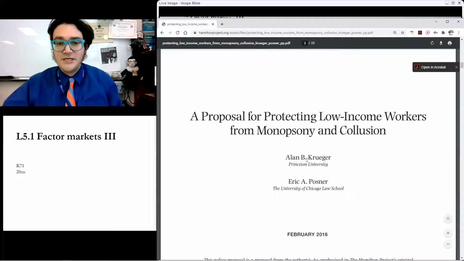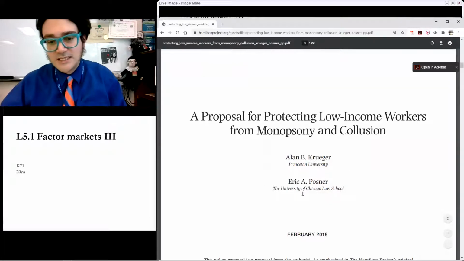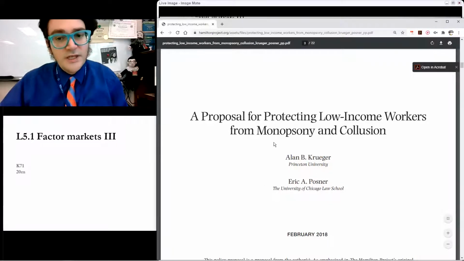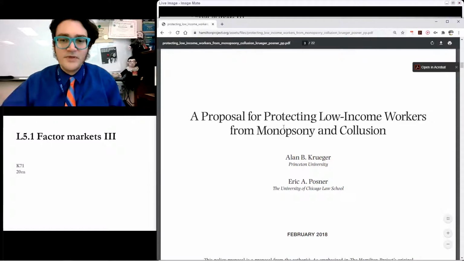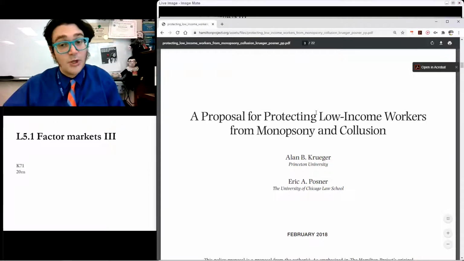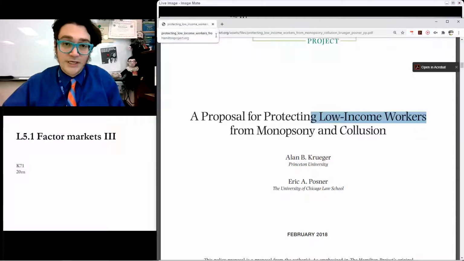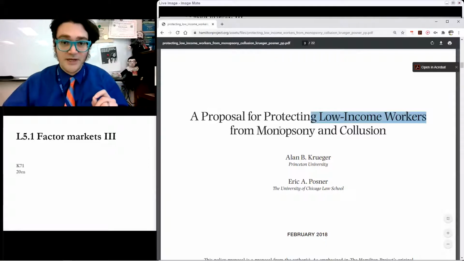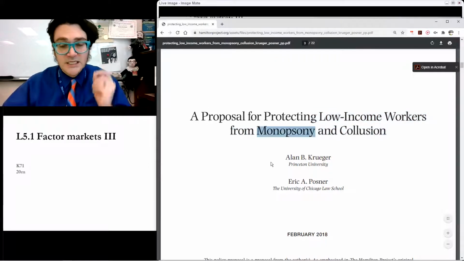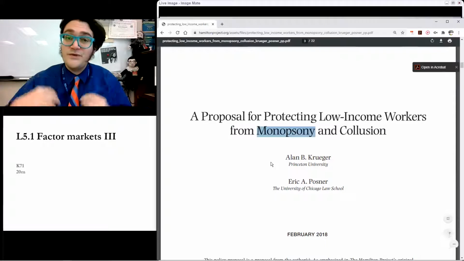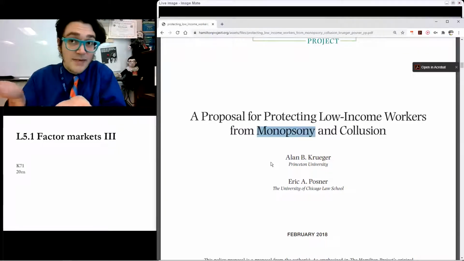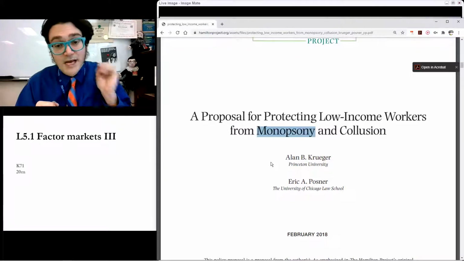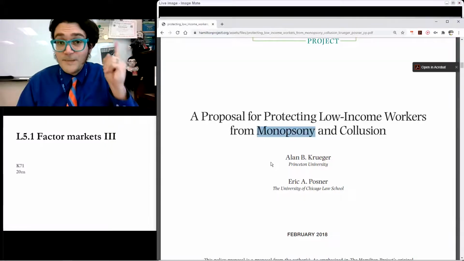monopsony. And you can see here Alan Krueger, Princeton University, and Posner at U Chicago, really focusing on the problem that monopsony faces for low-income workers. And this is the idea that you have certain markets where there's very few buyers of the product, right? That's what a monopsony is. A monopoly is one seller. A monopsony would be one buyer.